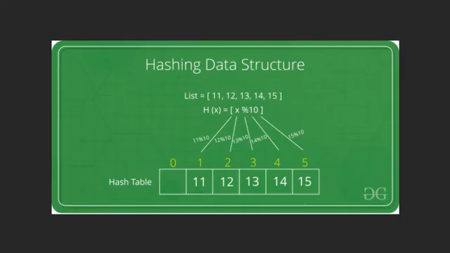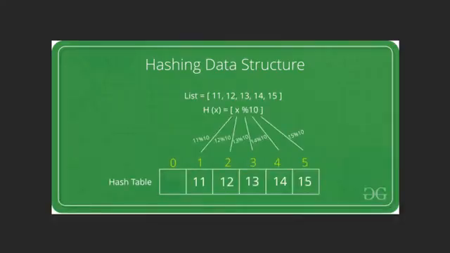Let a hash function h of x map the value x as index x modulo 10 in an array. So for example, if the list of values is 11, 12, 13, 14, and 15, they will be stored at positions 1, 2, 3, 4, and 5 in the array or hash table respectively. So that's how the hashing data structure looks like, and that's how it works.